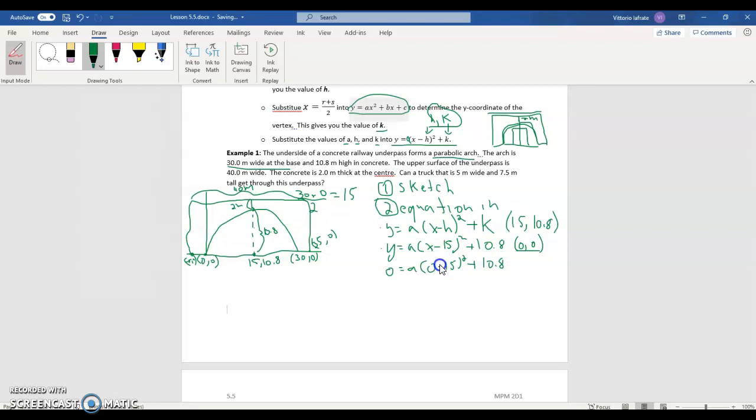So negative 15 squared is just 15 times 15, so that's 225. So we have 225a plus 10.8 equal to 0. I can remove the 10.8 from this side by subtracting, or sending 10.8 to the other side, if you will. So by doing minus 10.8, I get minus 10.8 is equal to 225a. And I can divide both sides by 225 to get a.